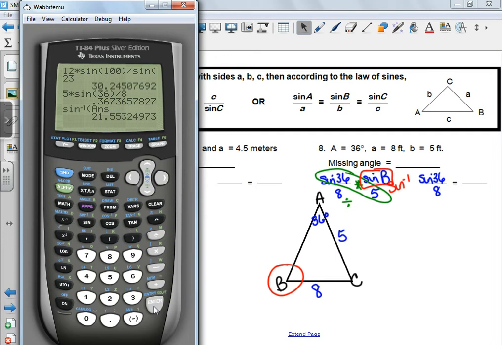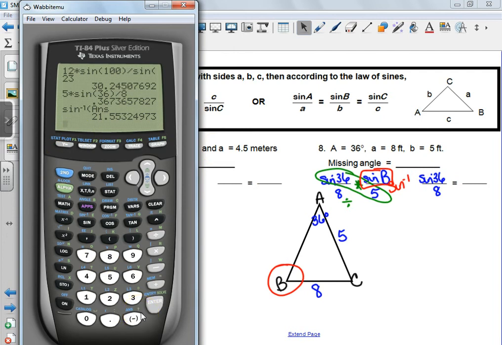Yes, sir? How come you use the second? Because we had to undo the sine. Anytime you have to find an angle, you have to do inverse sine. So the problems before this, we were finding legs, so we didn't have to do second sine. Okay, so that's a good point. Anytime you're trying to find an angle using any sort of trig, you always have to do second sine, or in some other case, possibly second cosine. You hit the second button, and then the negative symbol will bring up the answer.